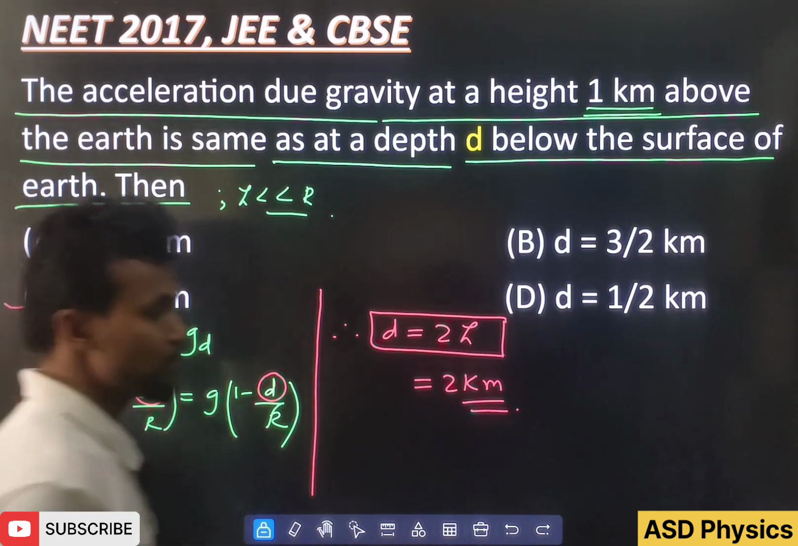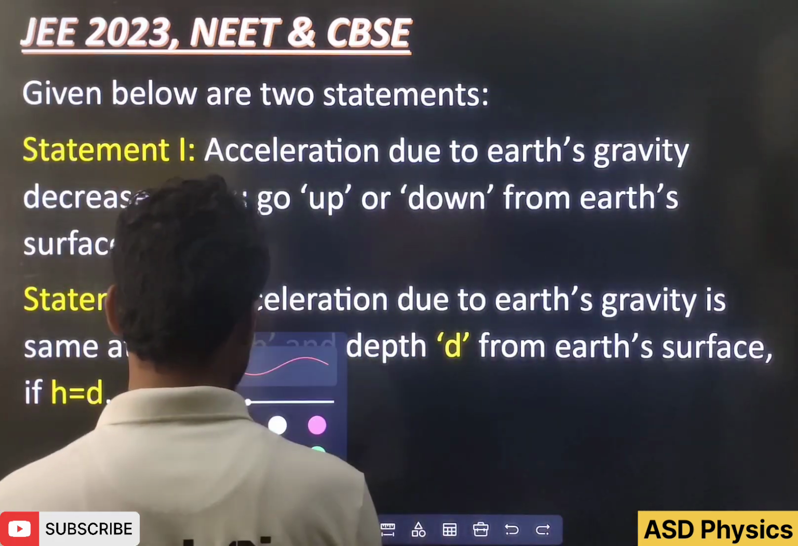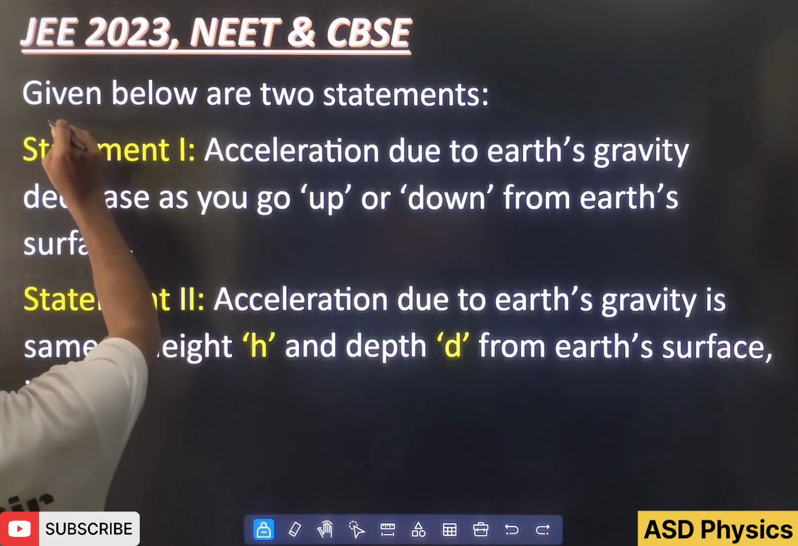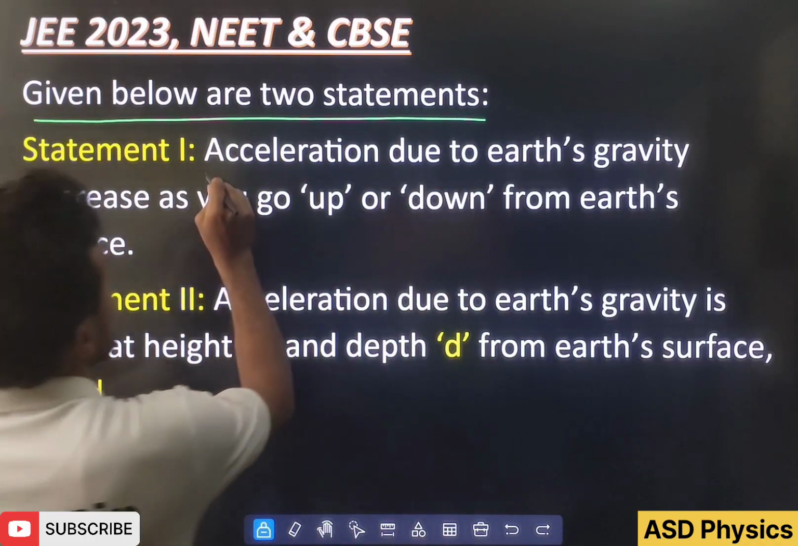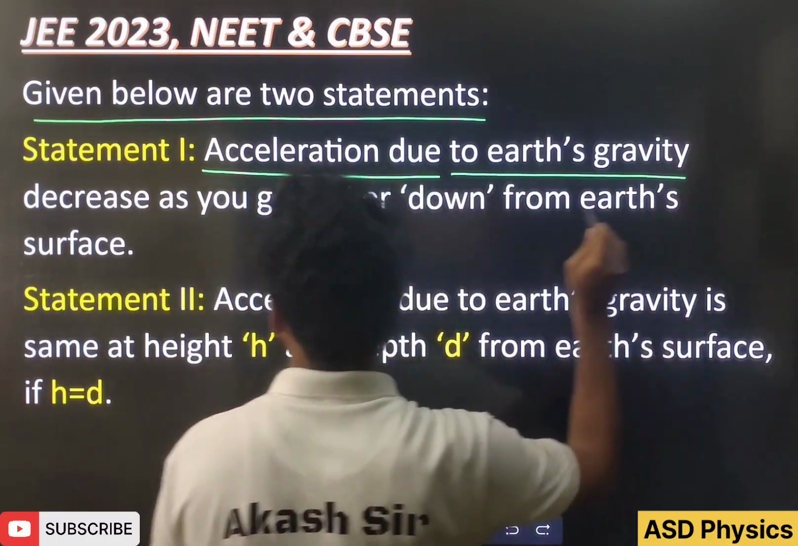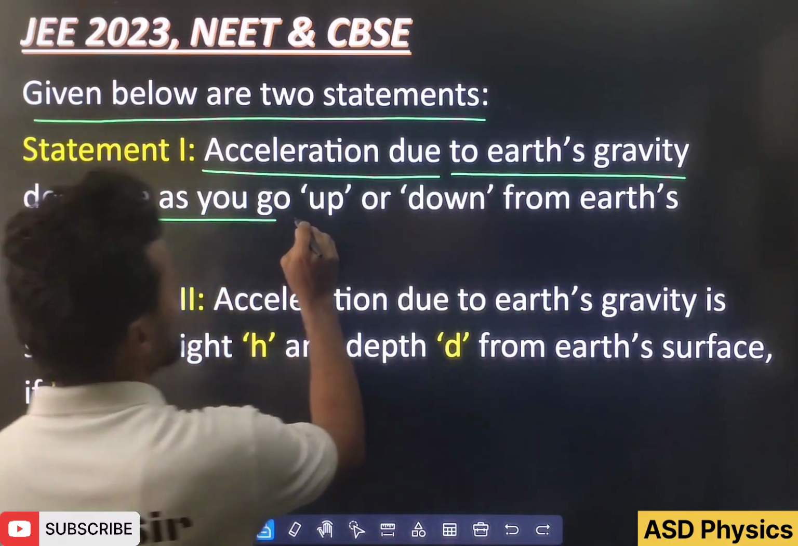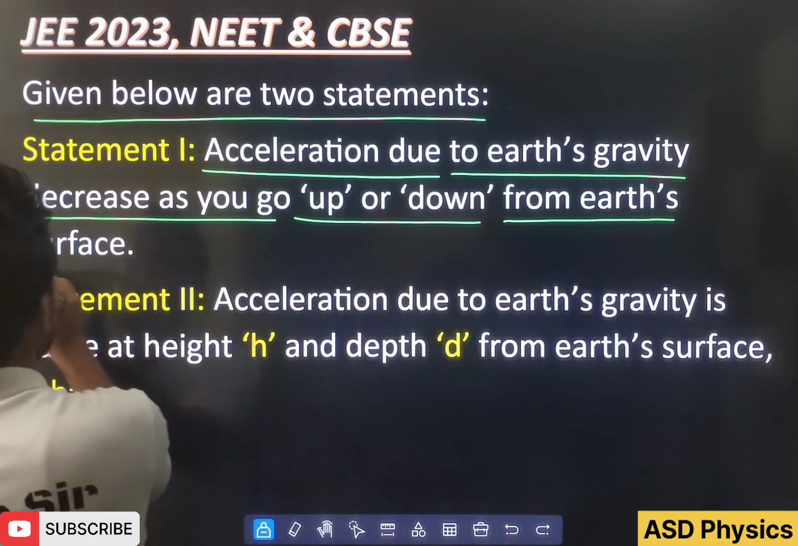Great. Now you can see the next question is here. Given below are two statements. Let's see one by one. Statement 1 is, see, acceleration due to Earth's gravity decreases as you go up or down from the Earth's surface.